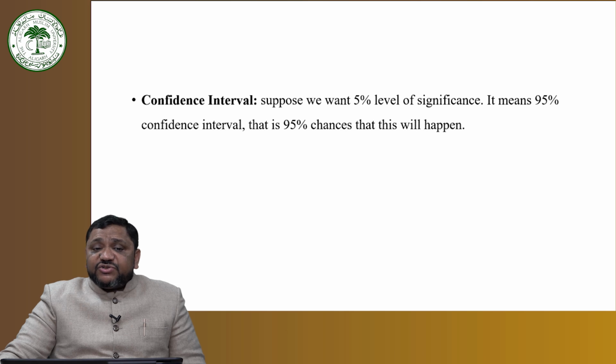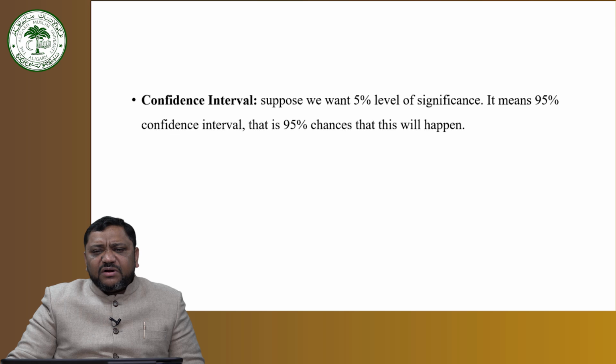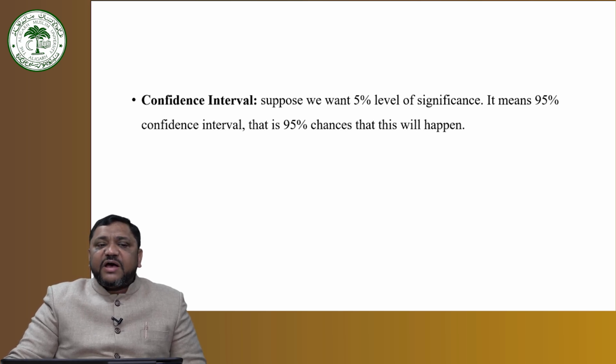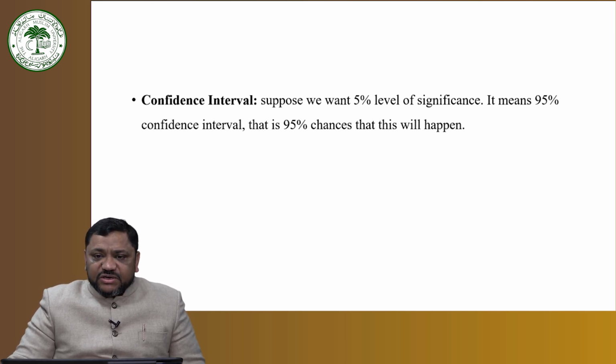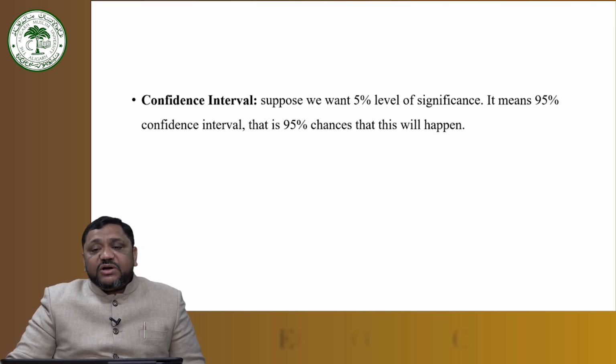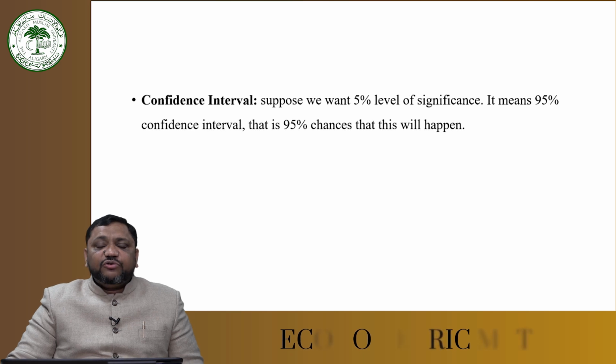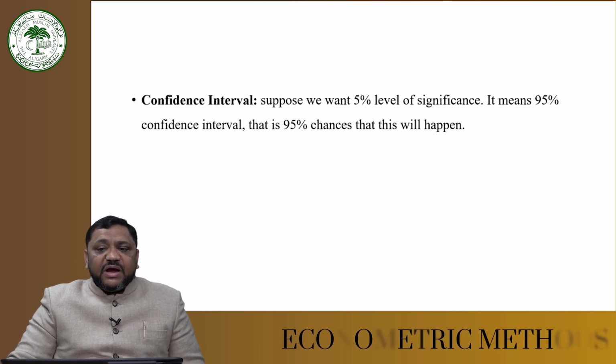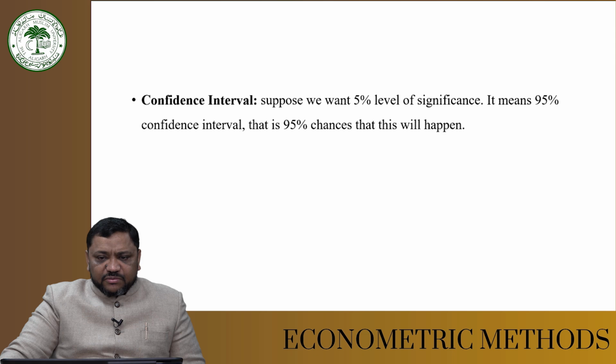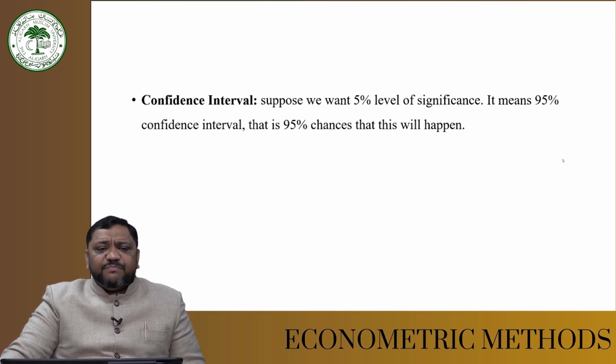Next, we construct a confidence interval. Here we simply say that the sample represents the population. We say nothing about the exact level of alpha and beta. So we have to construct a confidence interval. We already have the estimated values of alpha and beta, so the need is to construct a range on both sides, and the actual value of alpha and beta will come under the range with a certain probability. Suppose we want a 5% level of significance, it will indicate a 95% confidence interval, a 95% chance that this will happen.